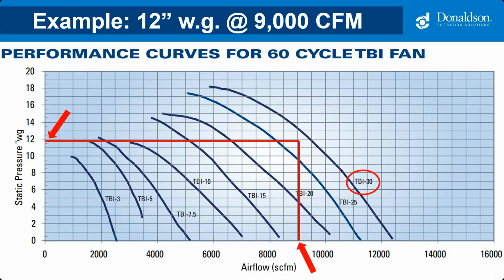You can always have more airflow, but if you don't have enough, you can't make up more airflow. See how the static pressure is so important? A required airflow of 9,000 CFM achieved with 3 different fan sizes. It could fit into a TBI 20, TBI 25, or a TBI 30, depending on the amount of static pressure that you require on the system.